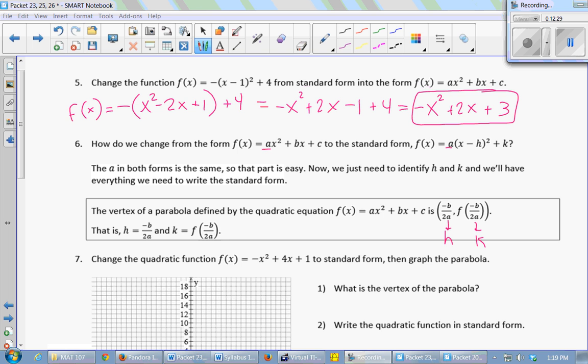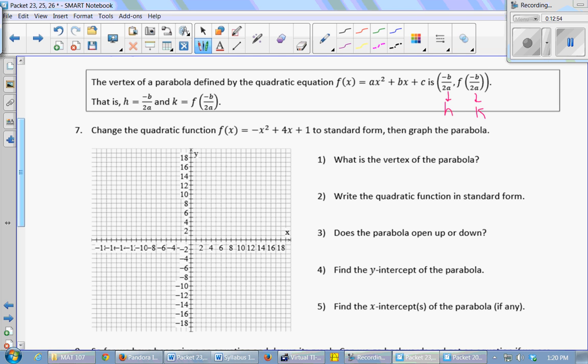And I haven't derived this for you. I haven't explained where it comes from. But what does negative b over 2a kind of remind you of? The quadratic formula. It comes from the quadratic formula. Yeah. So I'm not going to derive it for you, but you can just know that it does come from somewhere.